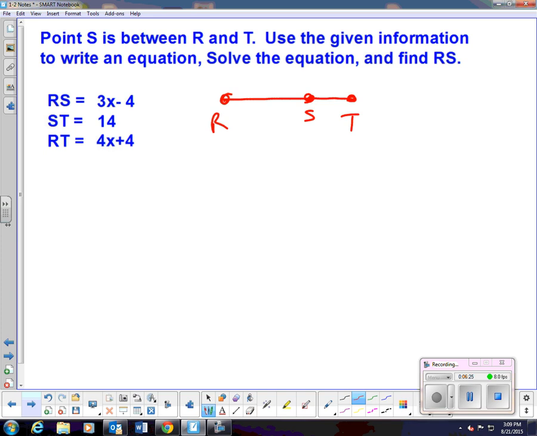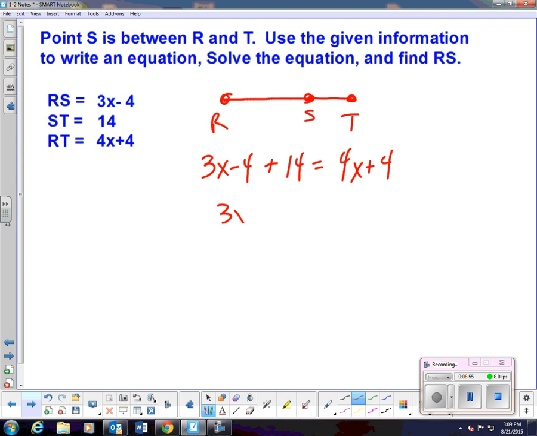Okay, so my RS is my part, so 3x minus 4. My ST is my x part, which is 14, equals 4x plus 4. Now, if you had that 14 on the end, you didn't read the problem at all. You just tried to do it exactly like the last one, and you're doomed to make mistakes over and over again because you're not reading for context and content to make sure you know how to write the problems out. So you better pay attention to that, or you're just going to be guessing all the time.